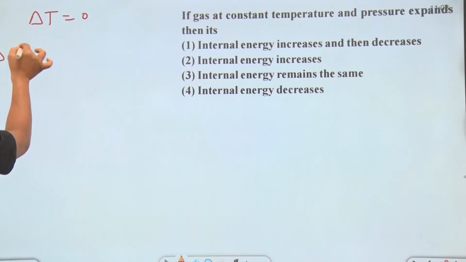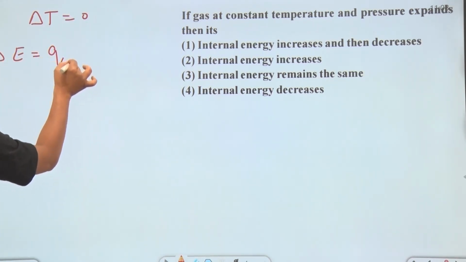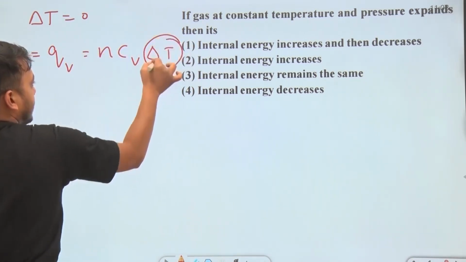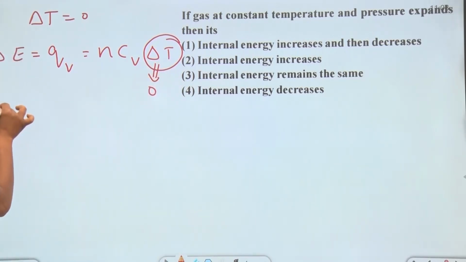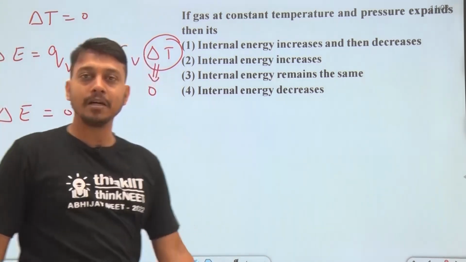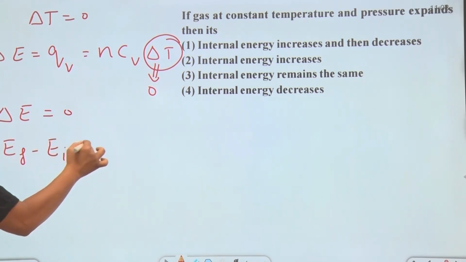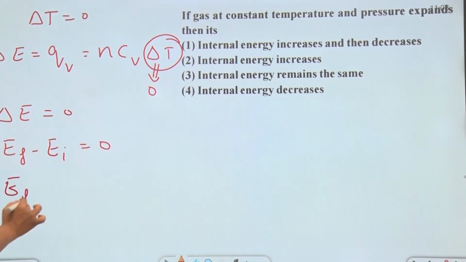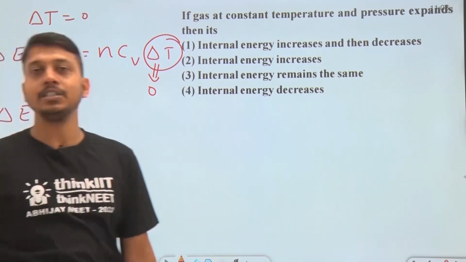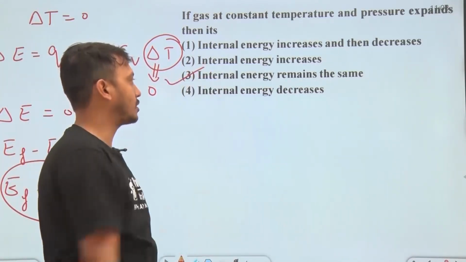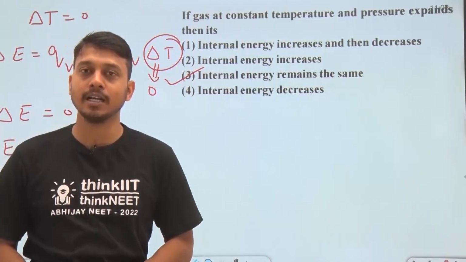And we know that the internal energy, that is delta E, or you can also say QV, is equal to n Cv delta T. Here delta T is equal to 0. It means delta E is also equal to 0. That is, the change in internal energy will become 0. And change in internal energy is what? It is E final minus E initial equals 0. It means E final must be equal to E initial. If the final and initial internal energies are the same, then the internal energy remains constant. Hence option number 3 is the correct choice.